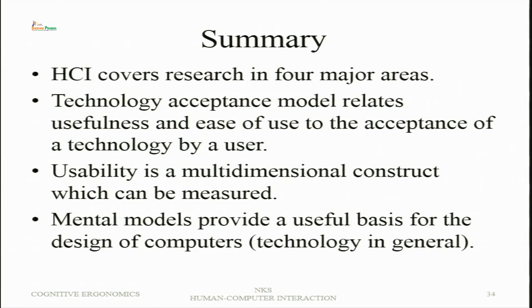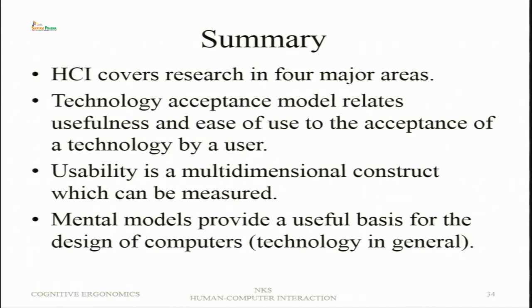HCI covers research in four major areas, and we have looked at those four major areas in terms of information science, in terms of human factors, in terms of the data processing and so on. Technology acceptance model relates usefulness and ease of use to the acceptance of a technology by a user. Then usability is a multidimensional construct which can be measured.